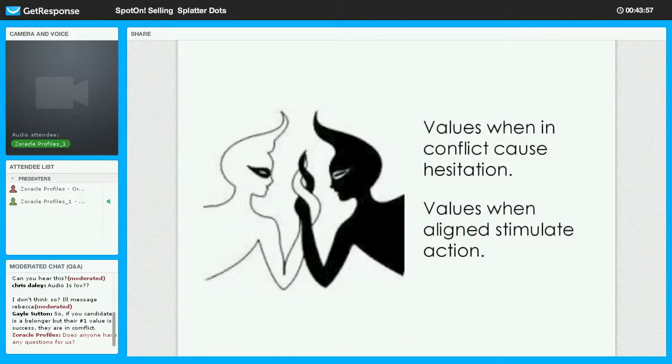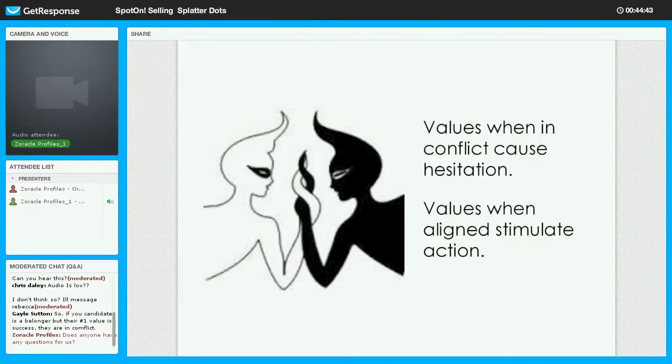So in review, values, when in conflict, let's say that security versus success, will cause your prospect to slow down, to hesitate, to sabotage, to procrastinate, to feel frustrated. And you've all experienced that to some degree with your prospects, where all of a sudden they're sort of disappearing and avoiding you. This is usually a sign of a conflicting value. Go back to that SpotOn report, see if you can discover what that conflict is, and go back in there and discuss it with them.